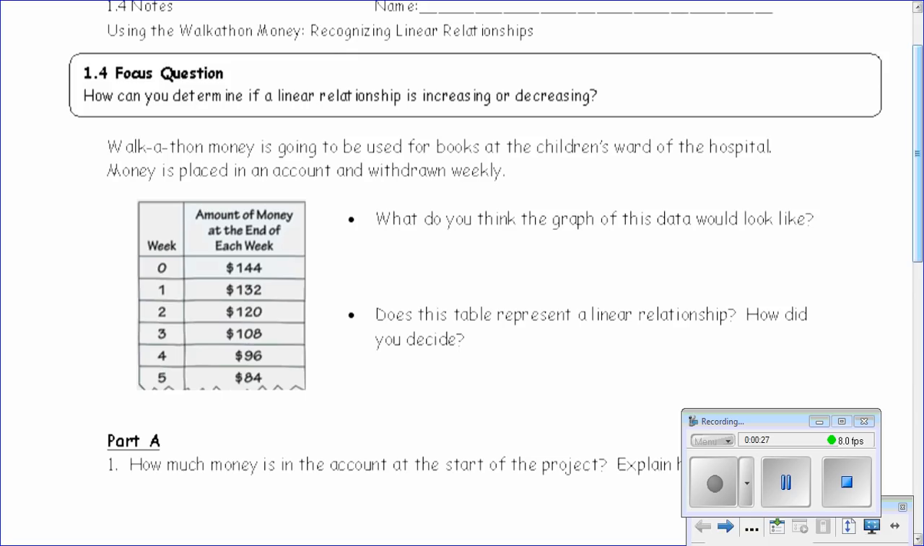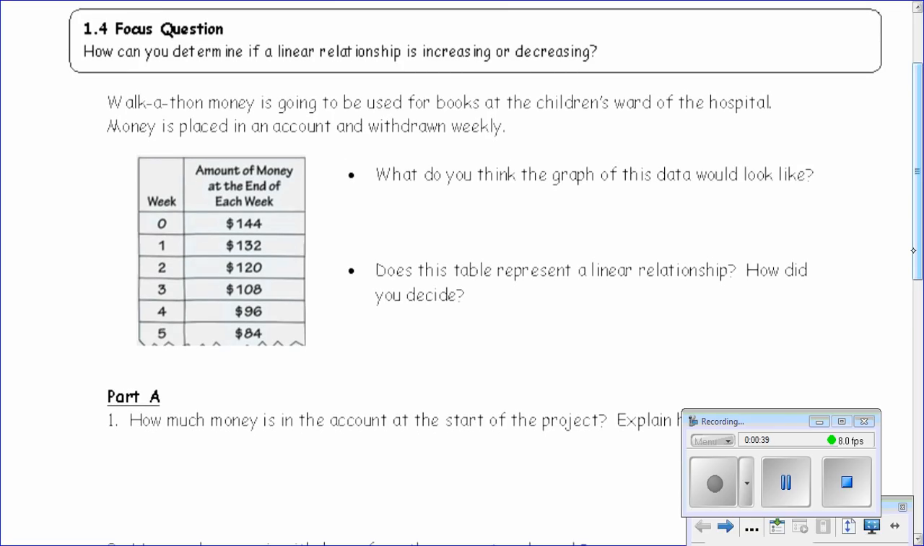So using this table on the left that they gave us, we have to answer some of these questions. What do you think the graph of this data would look like? So we want to describe the type of line that we're going to see. So let's look at our patterns here first. Let's look at the left side where it says weeks. What is this increasing by? What's the number increasing by in weeks?